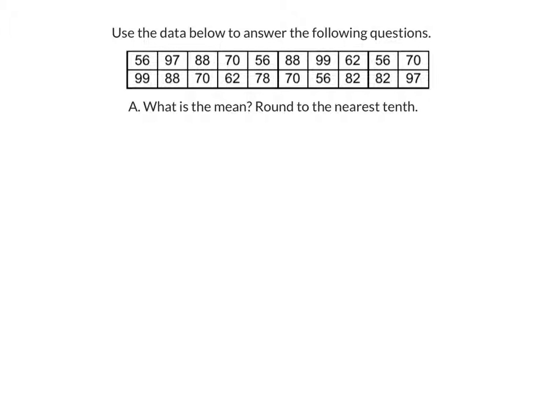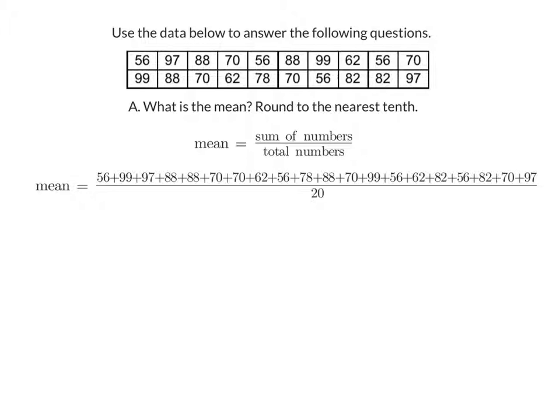The mean, also called the average, is found by taking the sum of all numbers in the data set and dividing by the total of numbers that are in the data set. So first, we're going to find the sum of all the numbers in the set. The sum is just found by taking all of the numbers and adding them together.